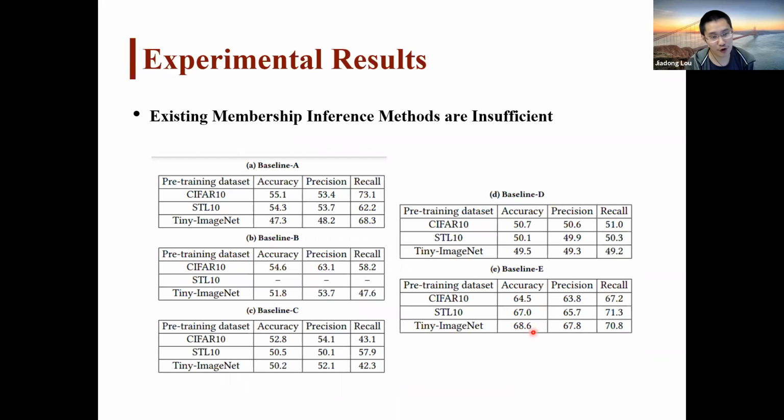Of course, for these five comparison algorithms, they achieve lower accuracy, precision, and recall, since they are not designed to infer the membership of an encoder; they are just designed for the classifier. The confidence score vectors can capture whether the classifier is overfitted for the input, but they cannot capture whether the encoder is overfitted.